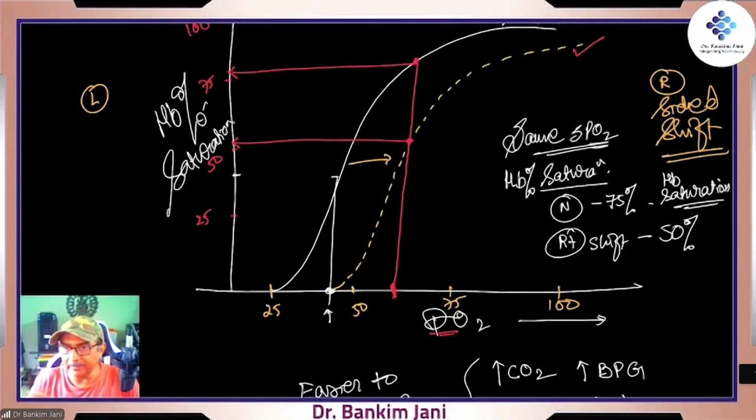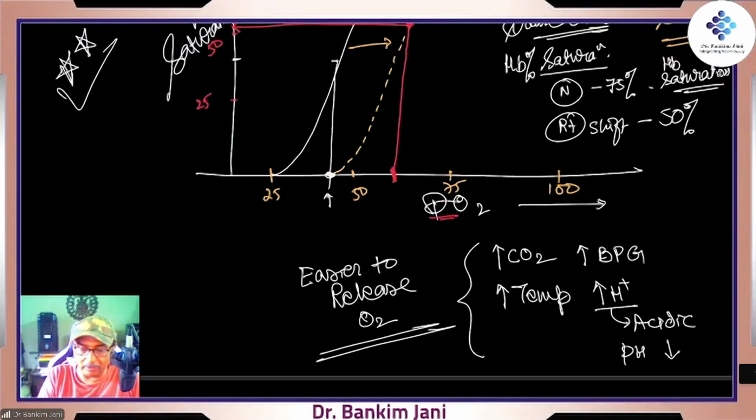Is this concept clear? Because this is, I'll put double star. In viva, they love this. They'll just draw and then ask any of these things, like what would happen to this BPG. Would there be increased BPG or less BPG? More BPG, because it is releasing the oxygen. It's telling, let the oxygen go. More acidic, so when hydrogen ions are more, it's more acidic. Let it go. Higher temperature, higher CO2, so it is telling, let it go.